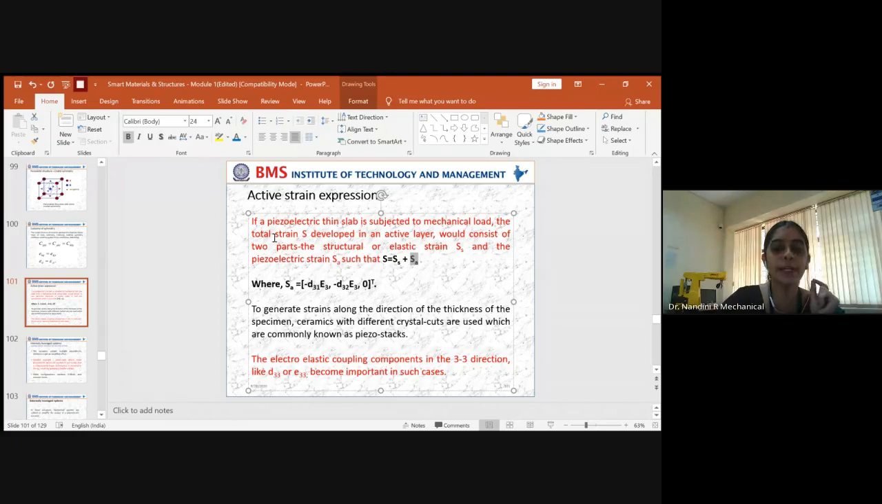But the piezoelectric thin slab we use will be of some particular thickness T. So if you want to derive a matrix for the thickness of the slab, then you have to consider the transpose of it.